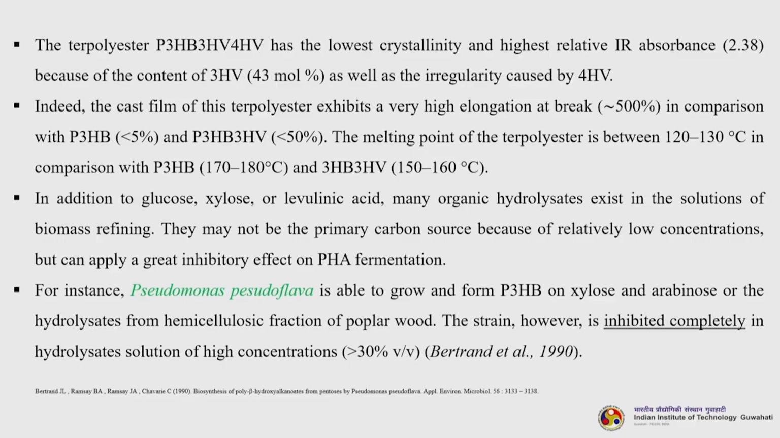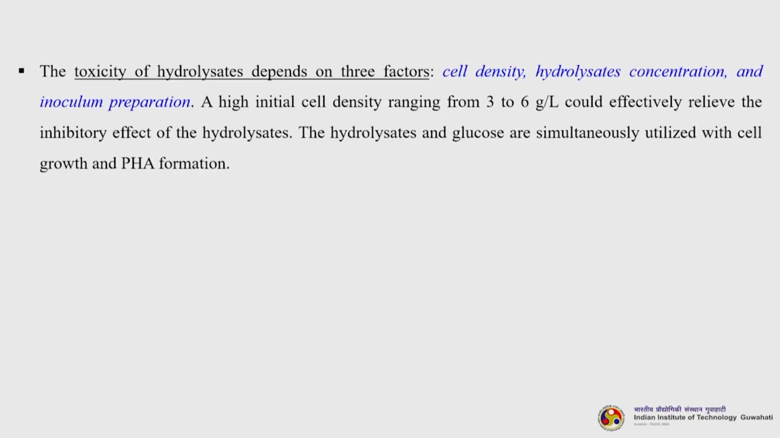So, in addition to glucose, xylose and levulinic acid, many organic compounds exist in the hydrolysate solutions of biomass refining. They may not be primary carbon sources because of relatively low concentrations, but can apply a great inhibitory effect on the PHA fermentation. For instance, Pseudomonas pseudoflava is able to grow and form P3HB on xylose and arabinose or the hydrolysates from the hemicellulosic fraction of the poplar wood. The strain, however, is inhibited completely in hydrolysate solution of high concentrations, almost greater than 30% volume by volume.